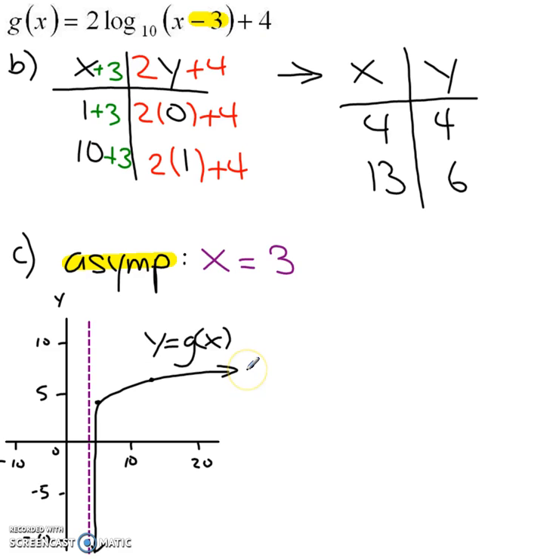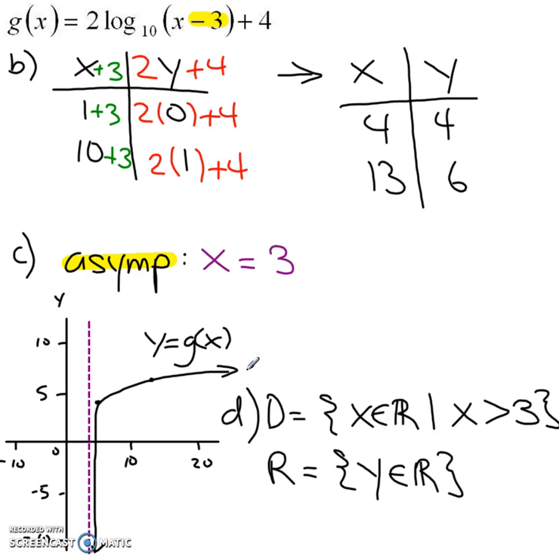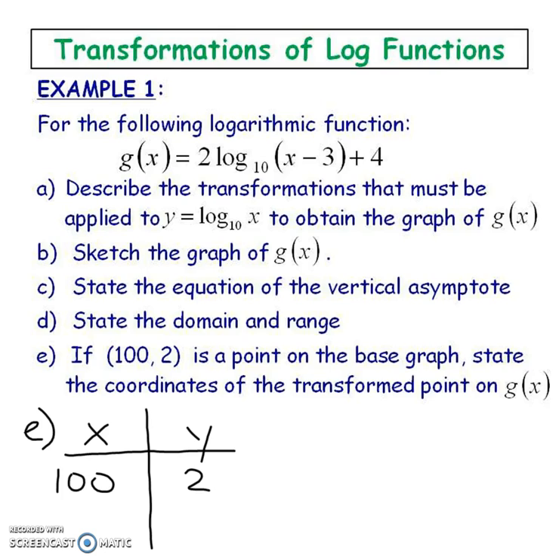All right, now D asks you to do your domain and range. So here we go, your domain is limited because it has to be anything bigger than 3. So I got that right there. And then your range is not. It goes on forever downwards, and this guy keeps going upwards. So your Y belongs to all real numbers.